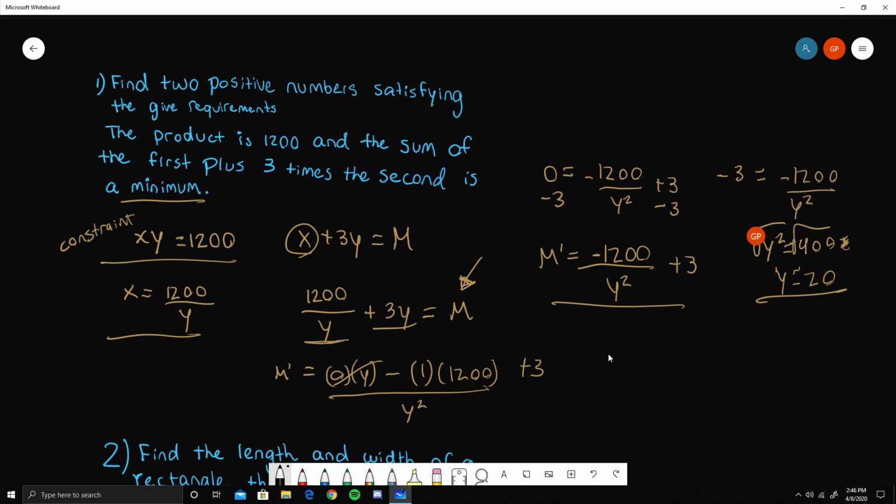So now that I've figured this out, I need to go back to the constraint equation, which is this one right here. I'm going to plug in y equals 20, and I'm going to get that x times 20 equals 1200. So when I divide by 20, I get that x equals 60. So now to answer the question, the two positive numbers that satisfy these requirements are 20 and 60.